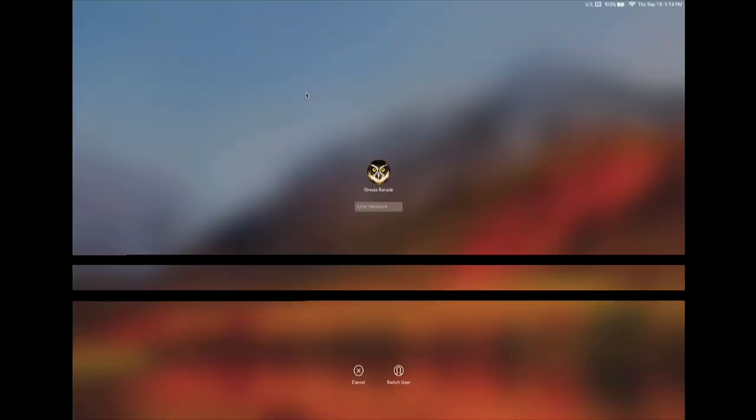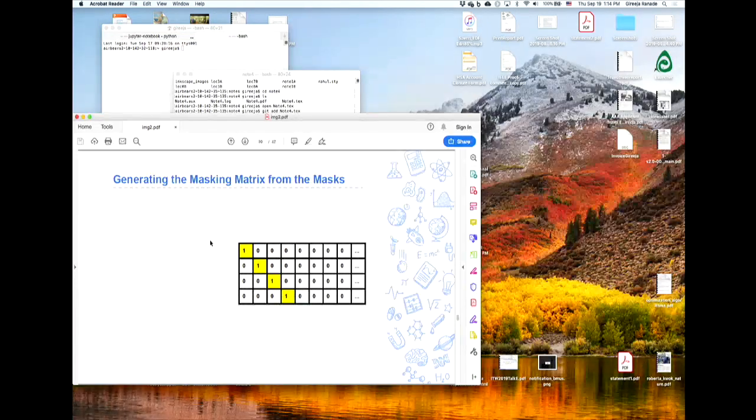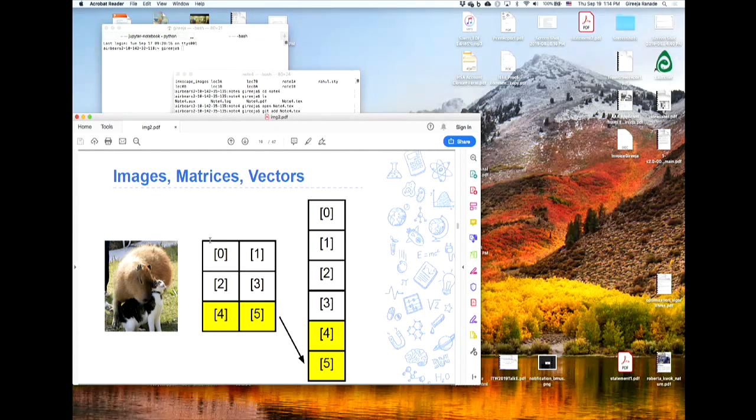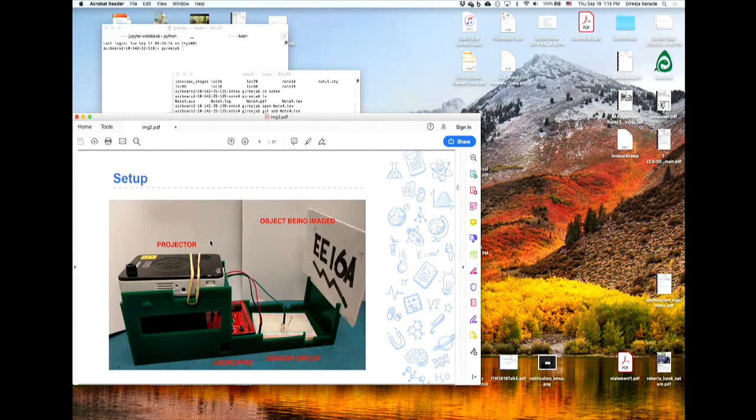So let me see if I can get this going. What you will see in the lab is this set of slides. This is the setup that you're going to be using in lab, right? Some of you have seen this. Some of you are going to be seeing it. Let me make this bigger.